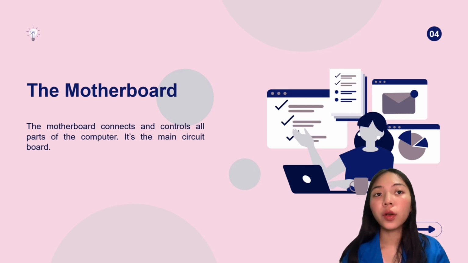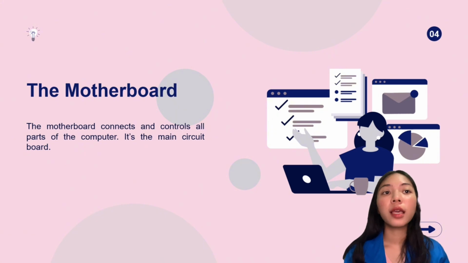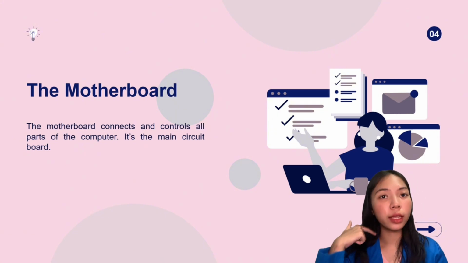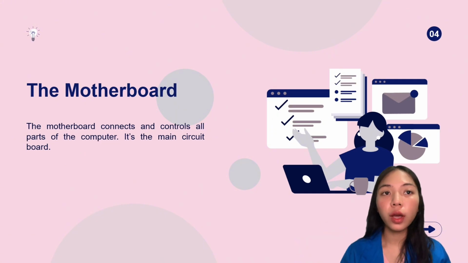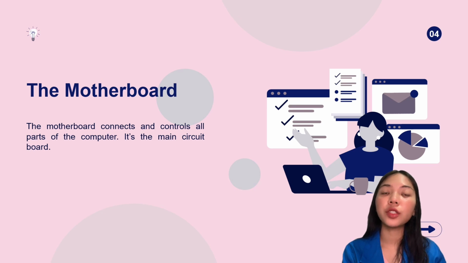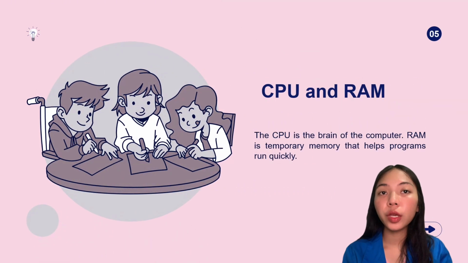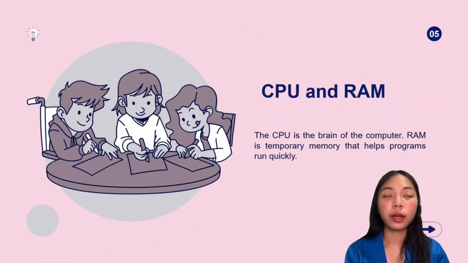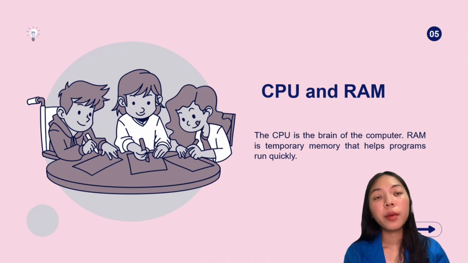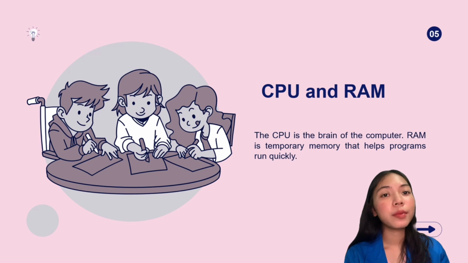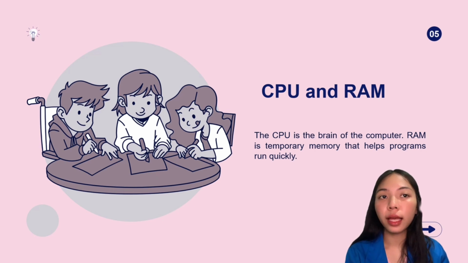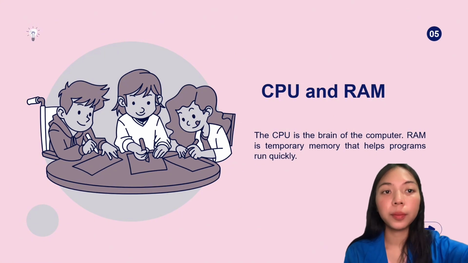The motherboard connects all internal components. It allows them to communicate. It holds the CPU, memory slots, and expansion ports. The CPU is the brain of the computer. RAM is temporary memory that helps programs run quickly. The CPU processes instructions and data. It's like the brain of the computer. RAM stores temporary information used while programs run.